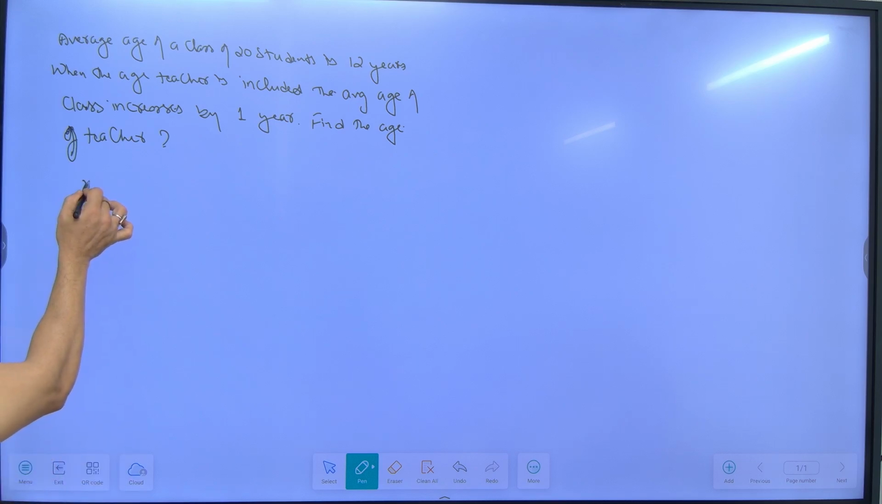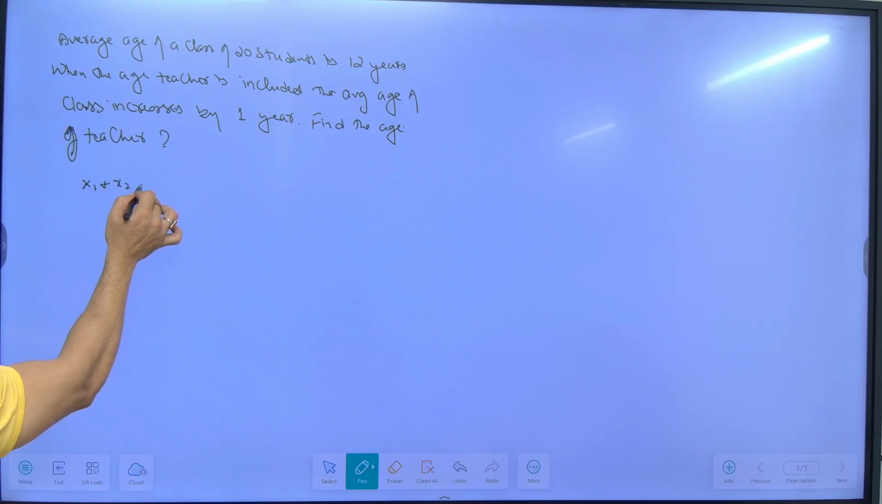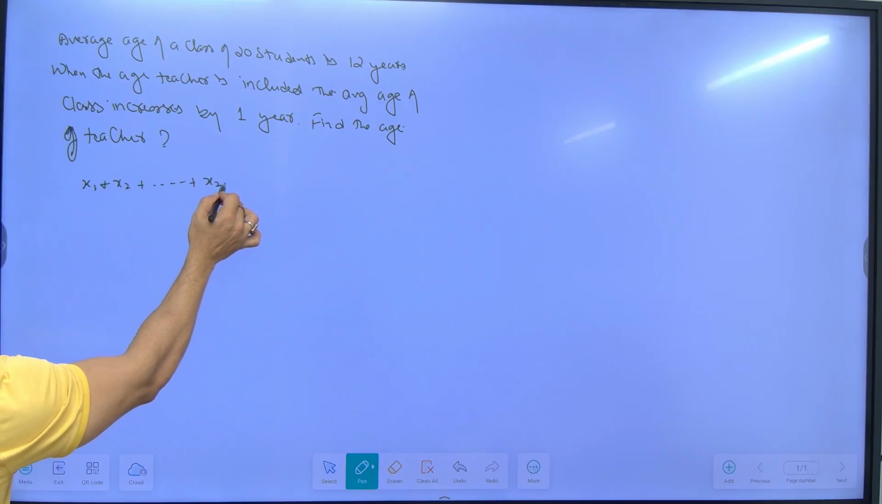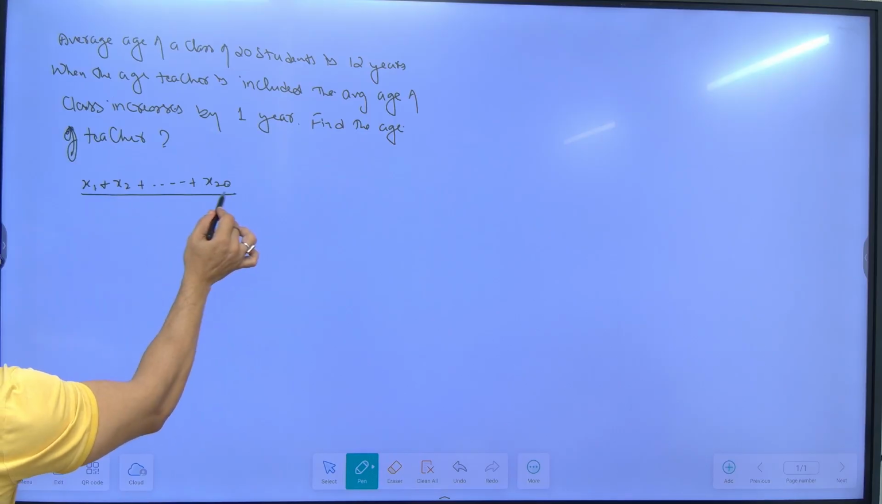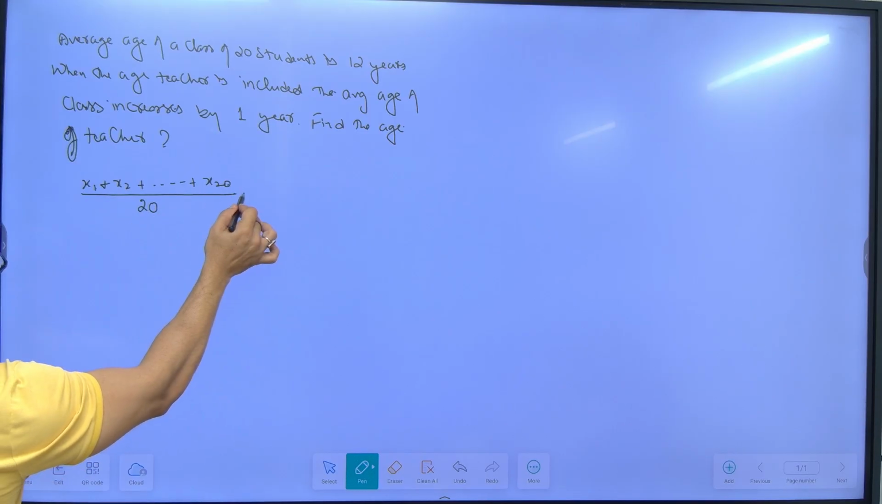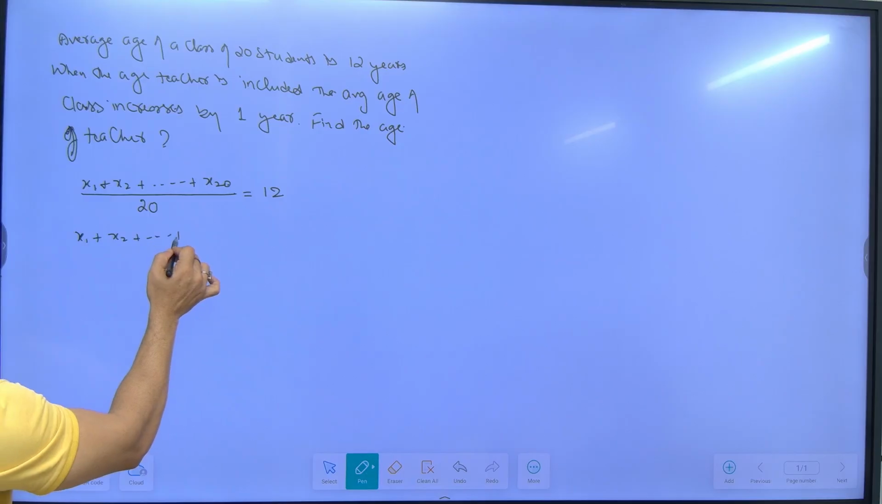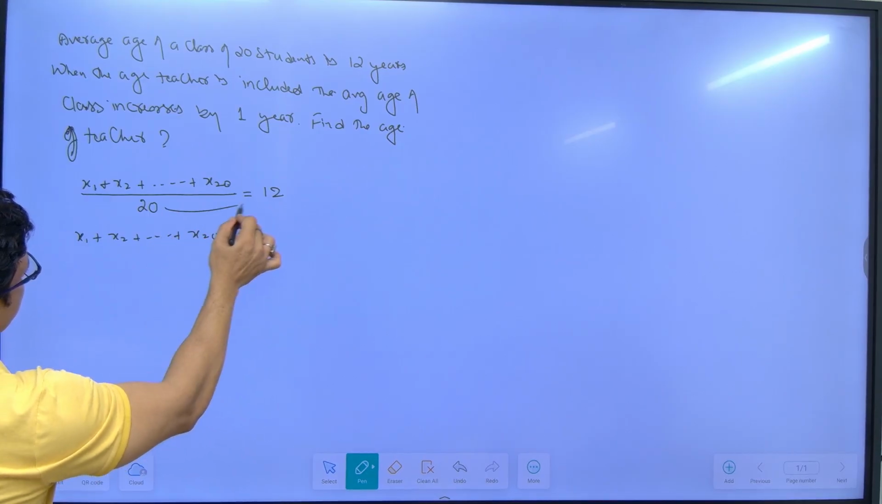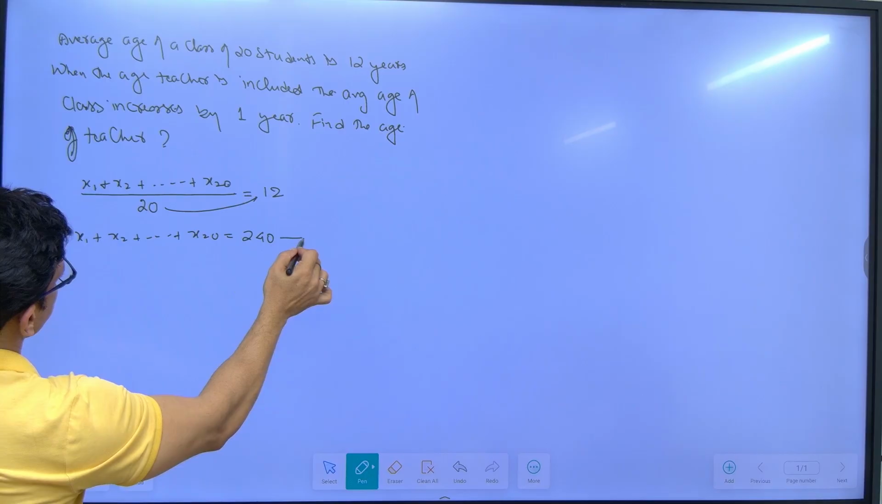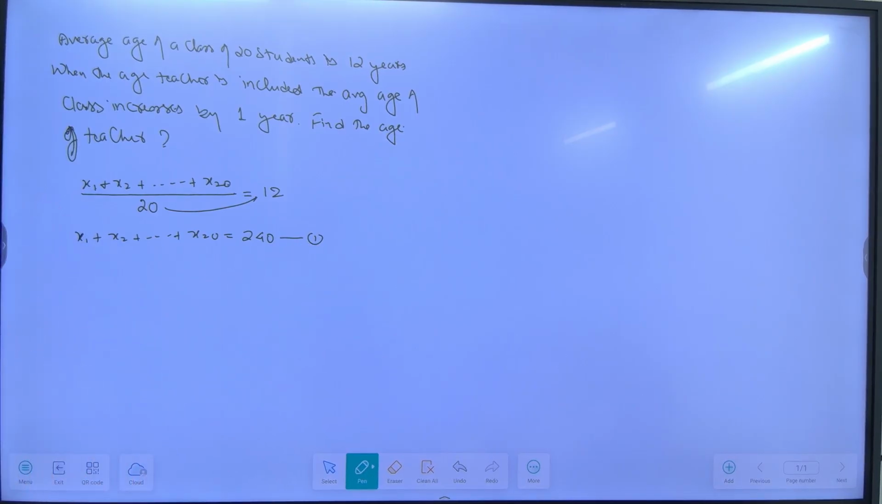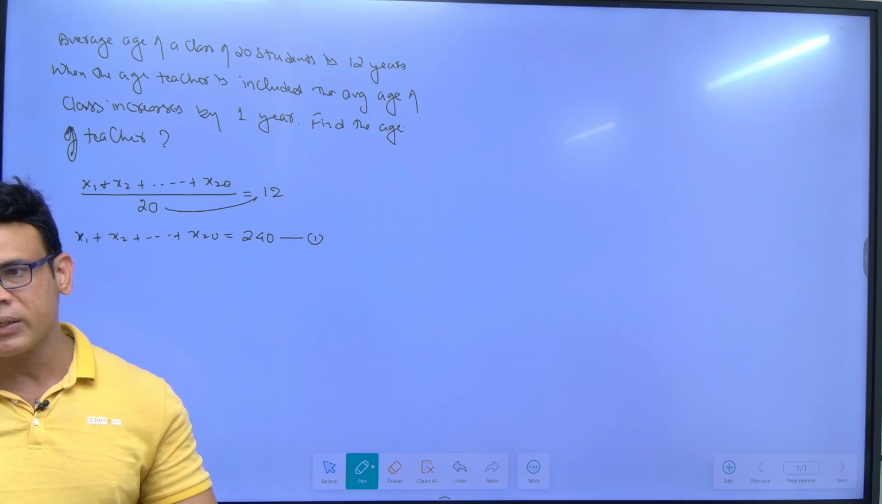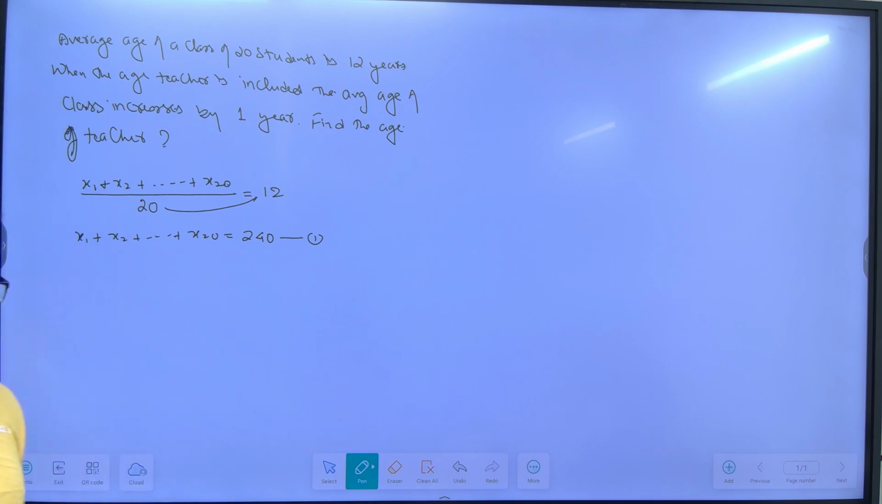Let's say there are 20 students, x1 plus x2 plus up to x20, divided by 20 gives you an average which is 12. Now x1 plus x2 plus up to x20 will go to this side, and it becomes 240. So this 240 is the sum of the ages of all the students in the class.